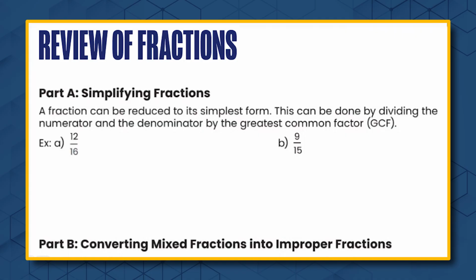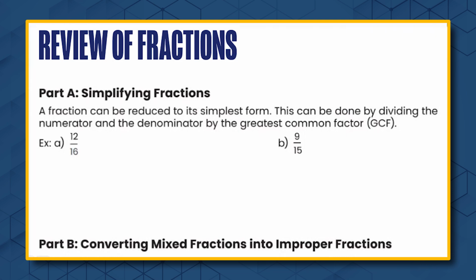So we are going to do a brief review on fractions, and we're also going to review how to add, subtract, multiply, and divide fractions. Let's start with part A, simplifying fractions. A fraction can be reduced to its simplest form. This can be done by dividing the numerator and the denominator by the greatest common factor. This means we're looking for the greatest number that can be divided into both the numerator and the denominator evenly.